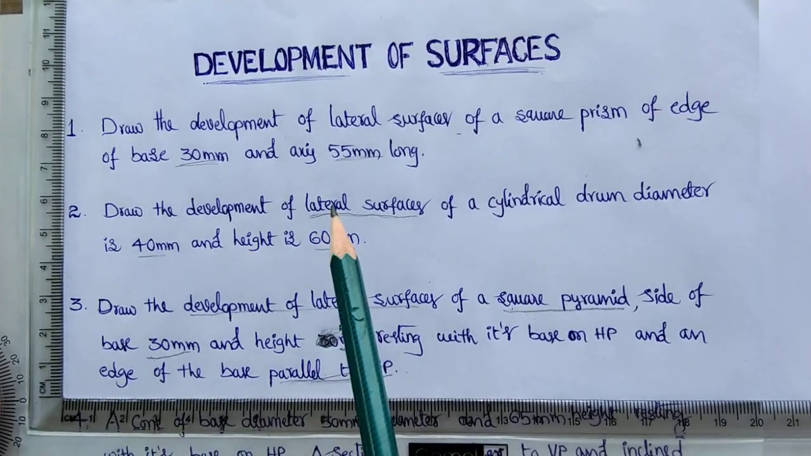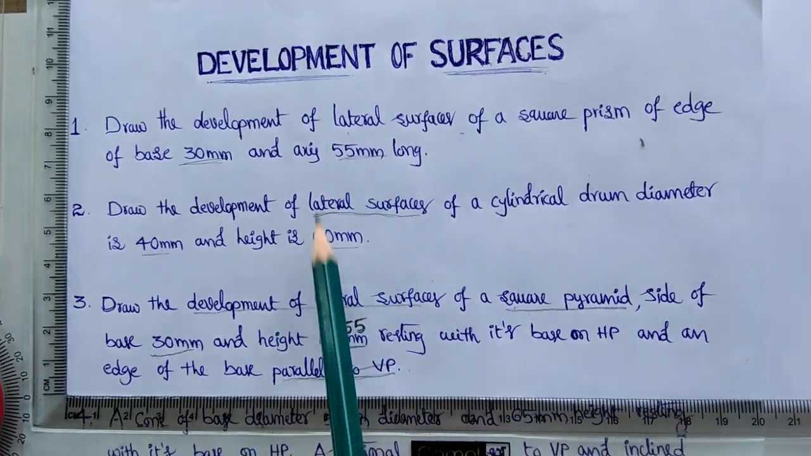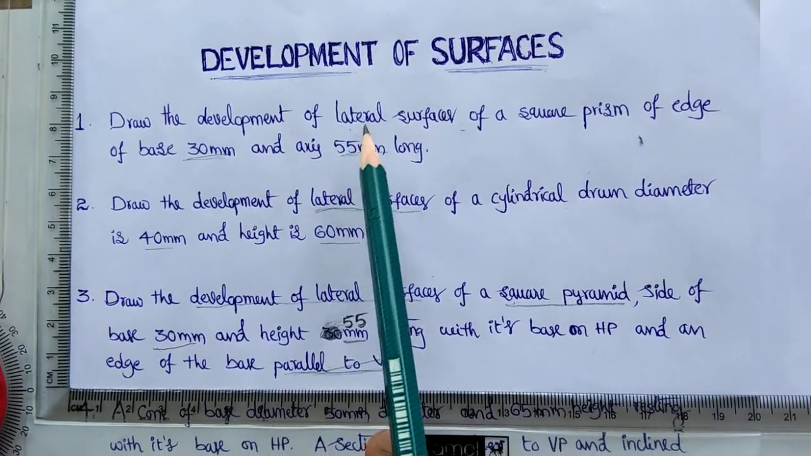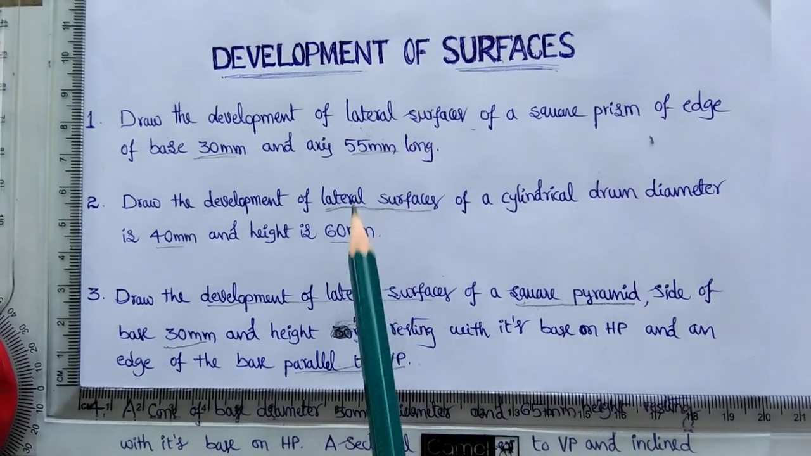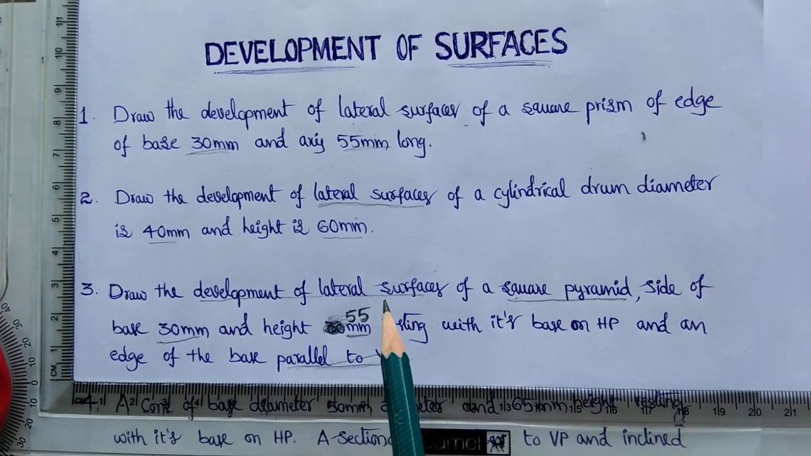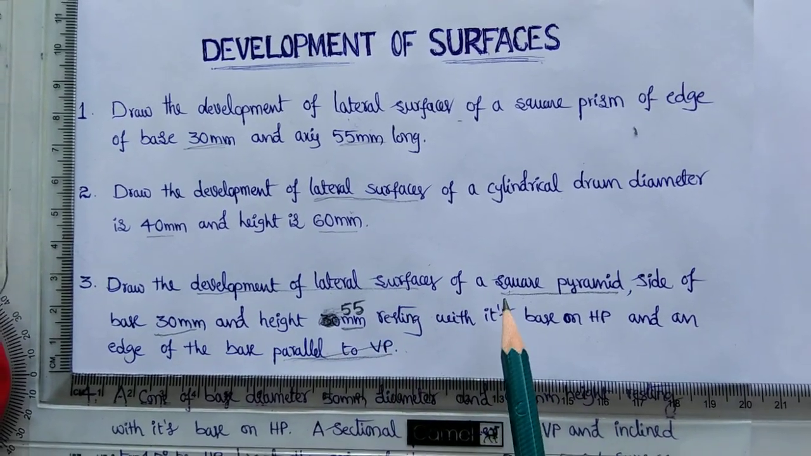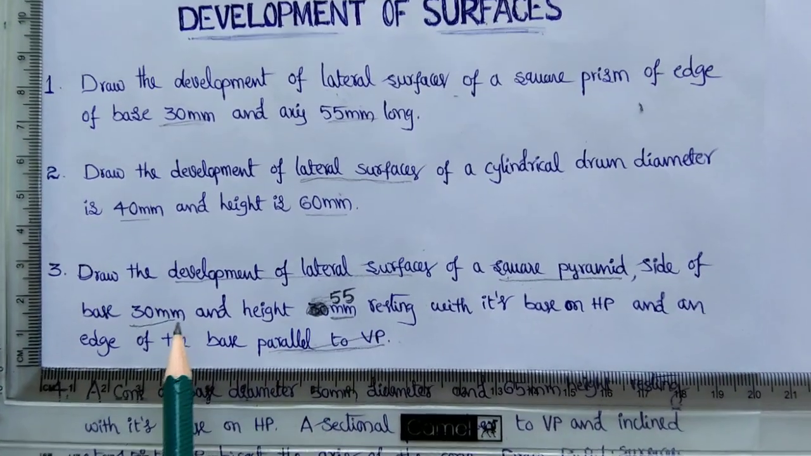And in the previous video lecture, we have completed development of lateral surfaces of the prism, similarly cylinder. And in this particular video, we are going to complete pyramid and cone. So now let us see problem number 3.